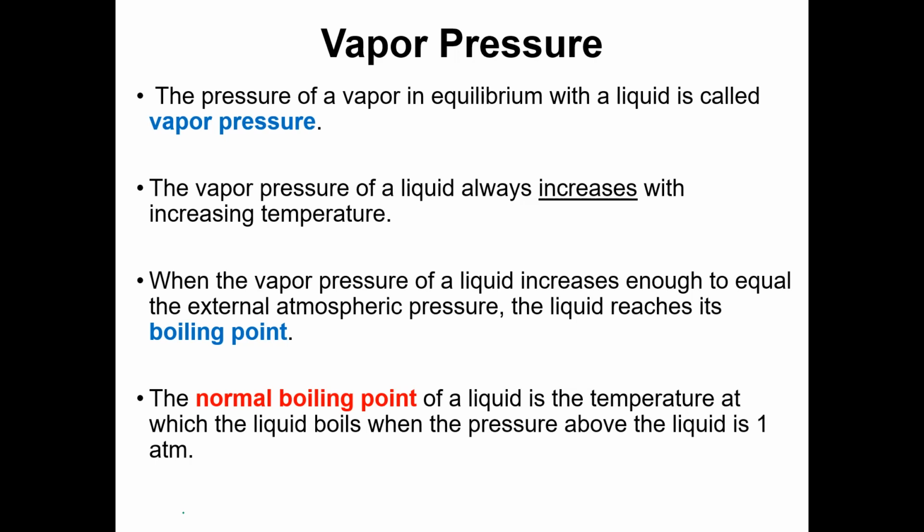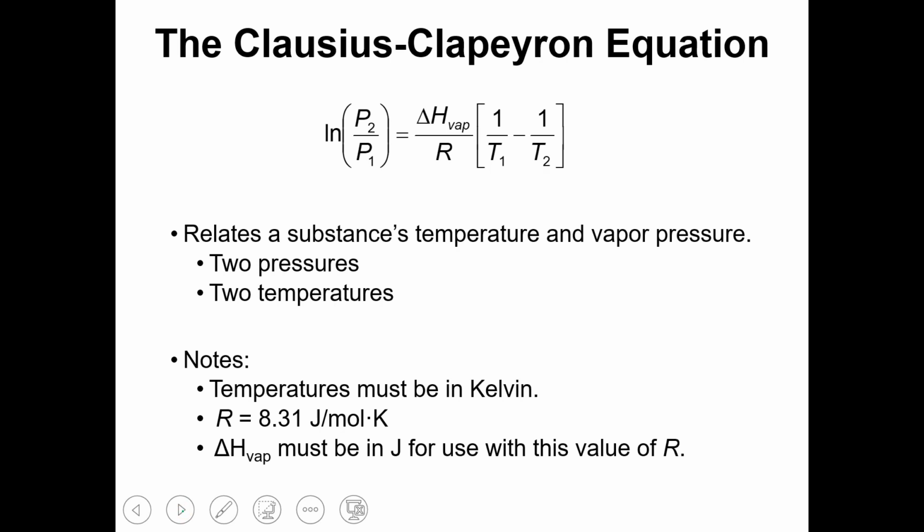In chemistry, we define the normal boiling point as the point where a liquid boils when the pressure above the liquid is 1 atm. So anything else is not at the normal boiling point. So there's actually an equation we can use to relate pressures and temperatures and the pressure at which a vapor will boil, using the Clausius-Clapeyron equation.